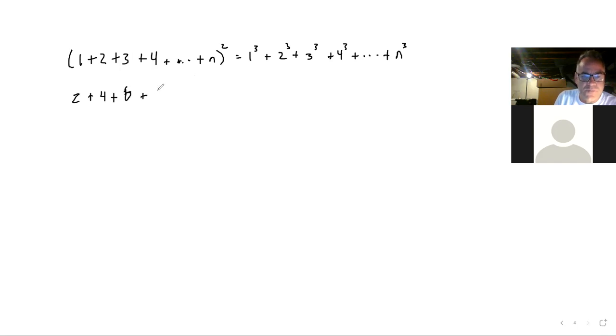Starting at 2. Now the nth term here is a little easier. It would just be 2n. But its summing formula is simply n times n plus 1.